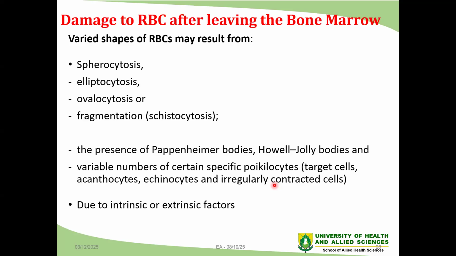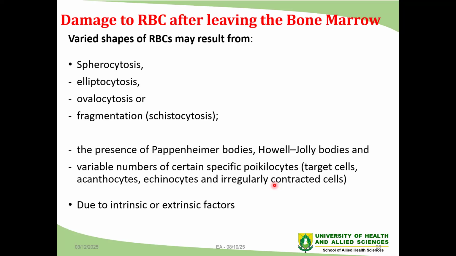So you can have spherocytosis, which in this case, the red cells are spherical in shape. You have elliptocytosis, where the red cells look elliptical in shape. Ovalocytosis, the red cells look oval in shape. Then you have fragments of red cell, which we call schistocytes. You may also have that in the blood film.